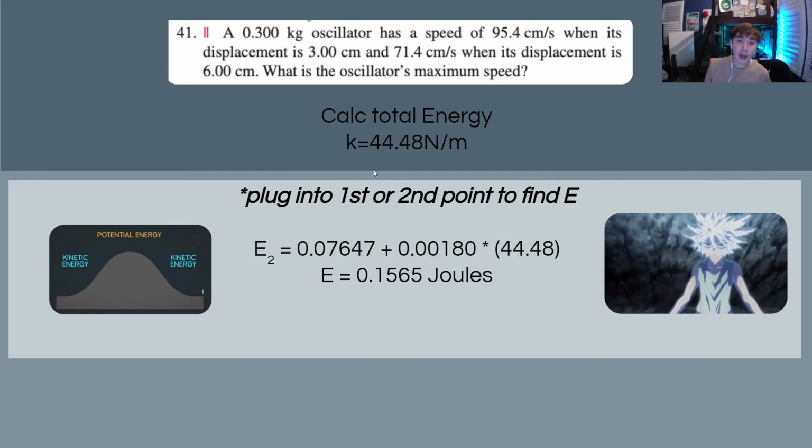Now that we have the k, we can plug it into either the first equation or the second equation from the last step to find the energy in the whole system, because energy doesn't leave the system or come back into the system. I just plugged it into the second equation, which has our k, and we got energy equals 0.1565 joules, and that's the energy in our whole system.